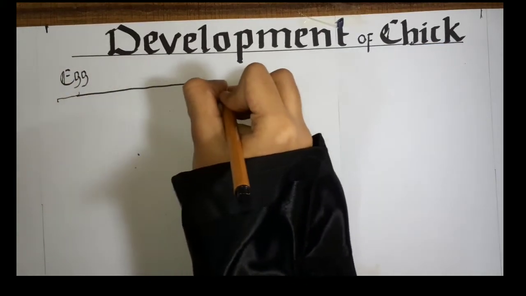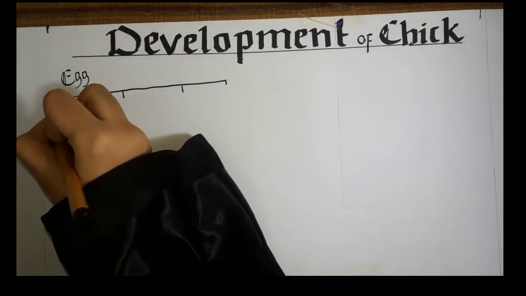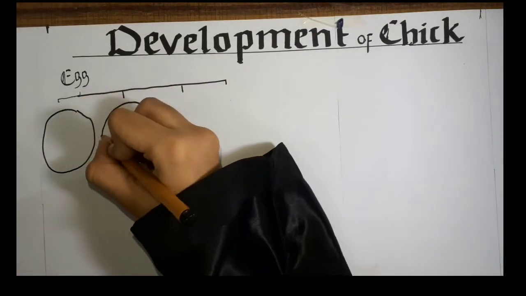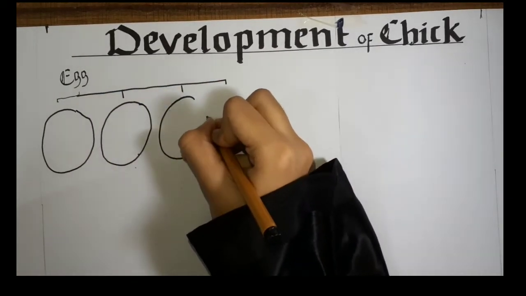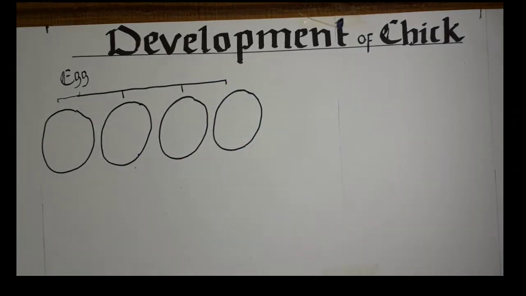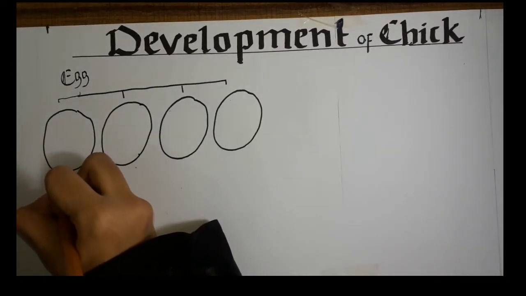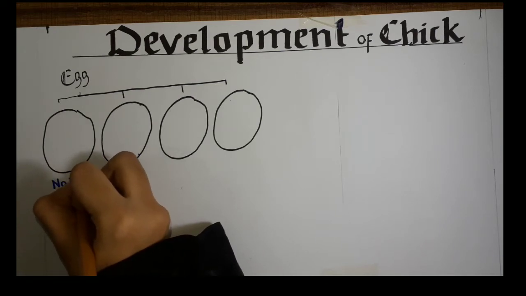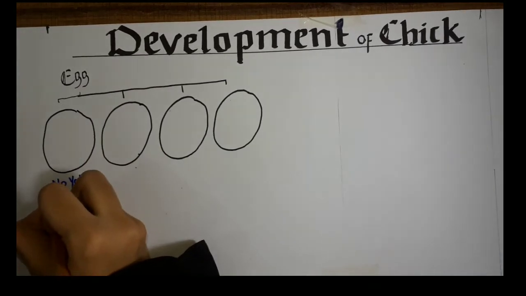the egg. And in nature we find 4 different types of egg. According to the amount of yolk present in the egg, there are 4 types. Some have an enormous amount of yolk, some have a very negligible amount of yolk, some have a moderate amount and some have a few. So the first one is the egg having no yolk. Negligible amount of yolk means no yolk present, and this type of egg is found in mammals.